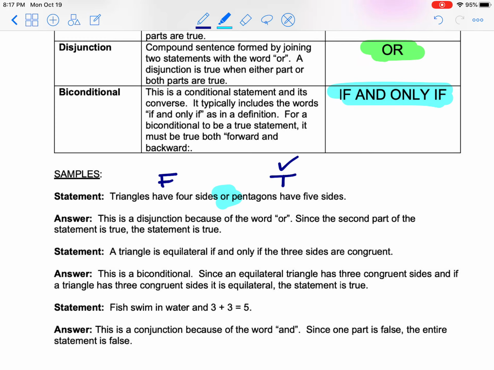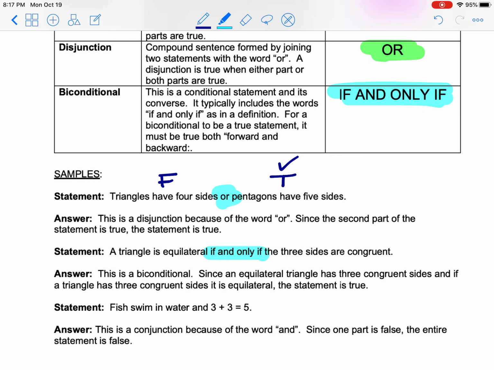The next one is a triangle is equilateral if and only if the 3 sides are congruent. So this is a biconditional. We kind of have to look at it forwards and backwards. So a triangle is equilateral if the 3 sides are congruent.